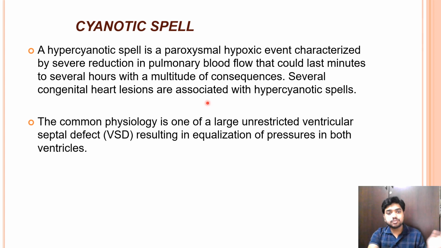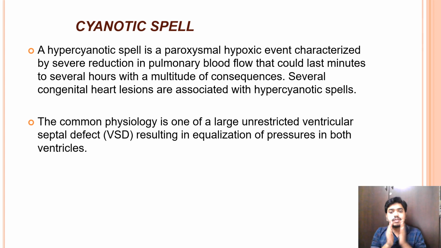Whenever a cyanotic spell happens, the cycle keeps on going. At some point we have to break that cycle. Sometimes it may even regress spontaneously. The common physiology underlying the cyanotic spell is usually a large unrestricted ventricular septal defect, which results in equalization of the pressures in both ventricles. So the most common pathophysiology found in congenital heart defects which present as cyanotic spell is a large VSD.